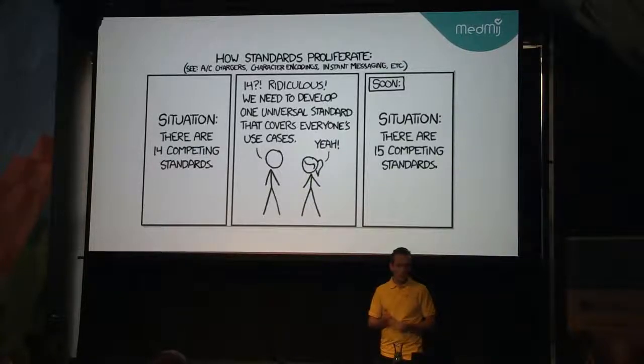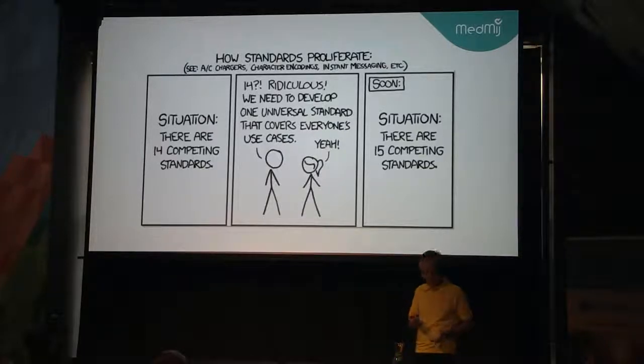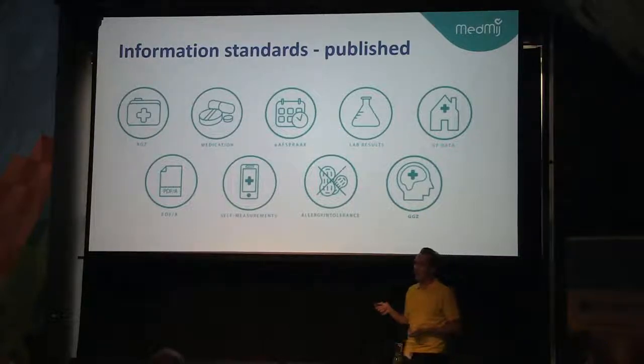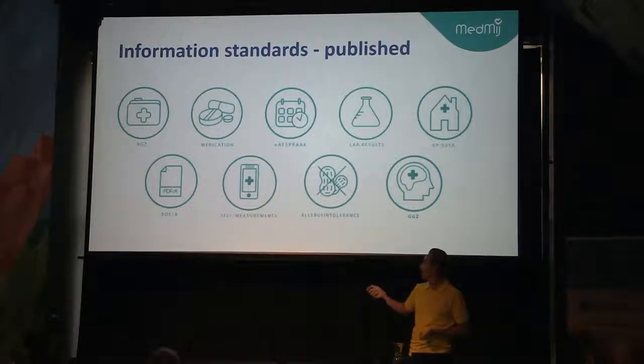So in the end, we try to not make information standards ourselves, because then we end up with a lot of them. Currently, we have published a lot of types of information that is possible to exchange within MedMij. Unfortunately, I will not have time to go through them one by one, but I think a good one to mention is the BGZ. I will show an example for it.